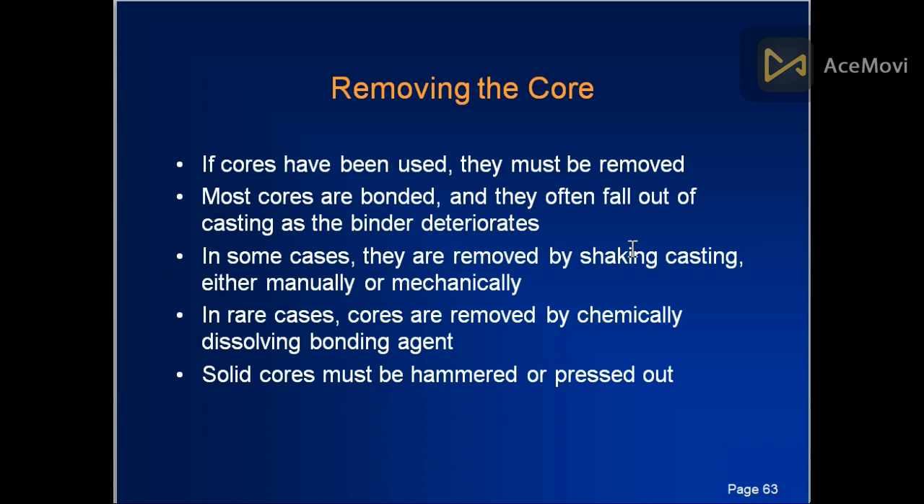But in some cases, they are removed by shaking the cast, just like this, and others manually or mechanically. In rare cases, cores are removed by chemically dissolving bonding agents if it is very strict. Solid cores must be hammered and pushed out. This is a very important part.